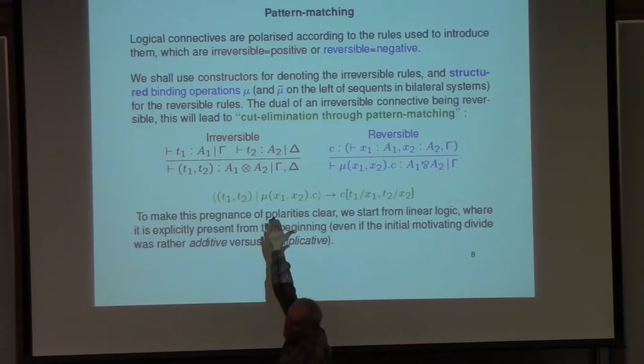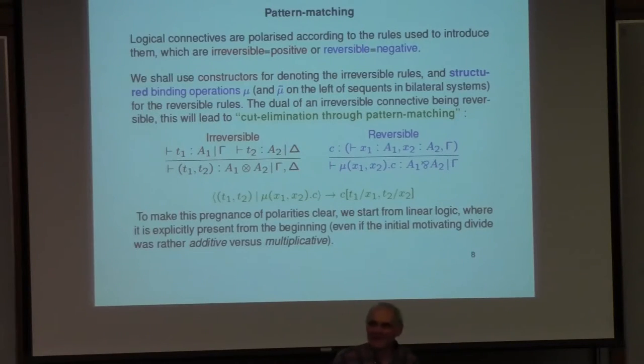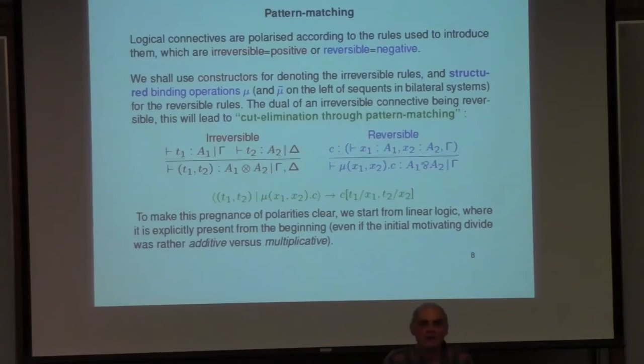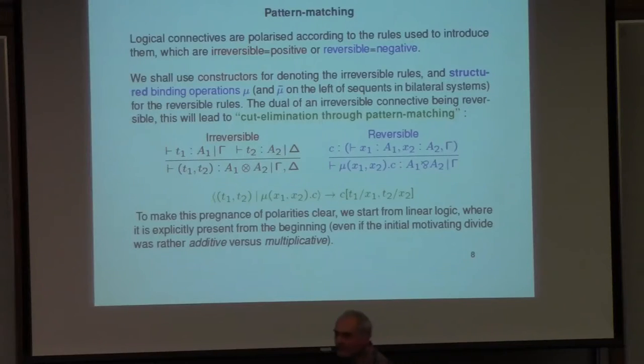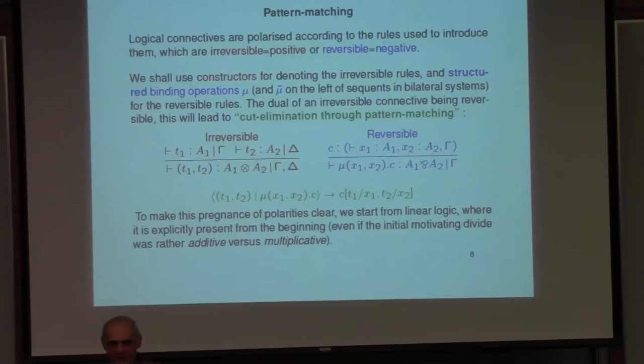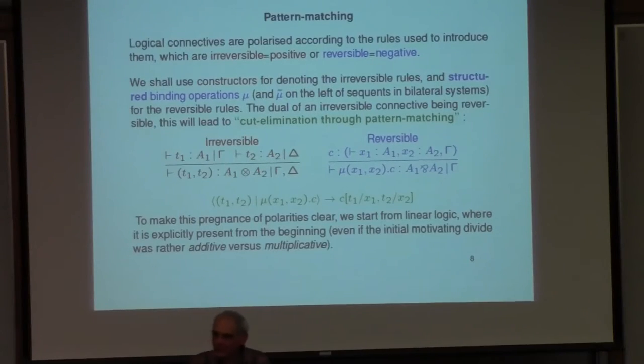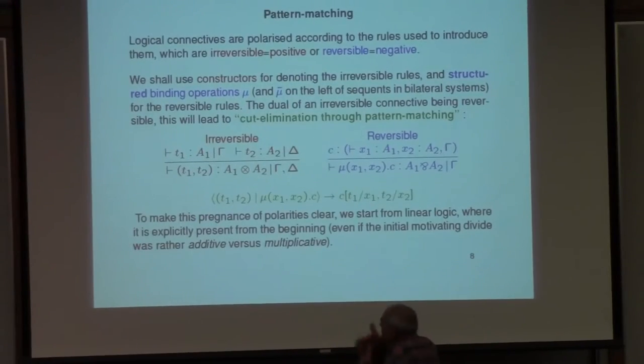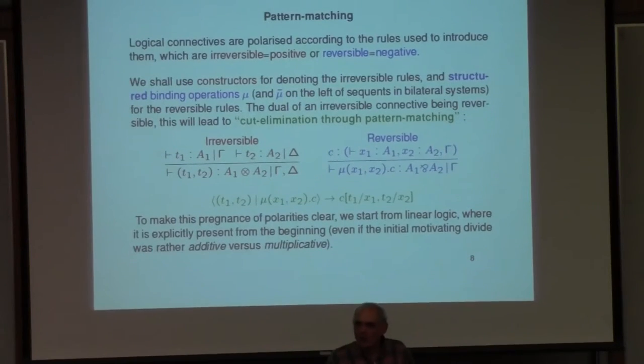So can anyone give me an argument why Frank's rule was reversible or irreversible and why this rule is irreversible? So what makes it irreversible? It seems like this rule is irreversible because you don't know which parts of the context go with which of the two projects. That's right. So in terms of proof search, you have to allocate resources, and you take a risk. While in the formulation of Frank this morning, you just share the same context, so it's easy to see that the rule is reversible.